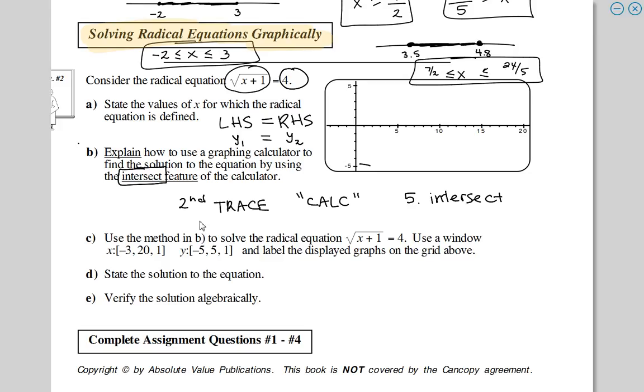Now let's take a look at the windows they gave us. First of all, let's take a look at the Y windows. So what's the lower bound on the Y?